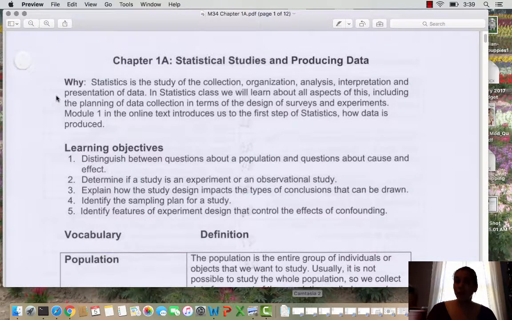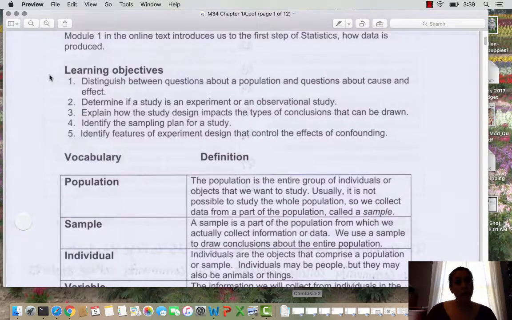So in Chapter 1A, you see that we're reading about how we collect, organize, analyze, interpret, and present data. And the next part is the learning objectives. So these cover what you're going to be able to do when you finish this activity. So here you'll be able to distinguish between the questions about a population and questions about cause and effect. You're going to be able to determine if a study is an experiment or observational study. You'll be able to explain how the study design impacts the types of conclusions that can be drawn. You'll be able to identify the sampling plan for a study, and you'll be able to identify features of an experiment design that control the effects of confounding.